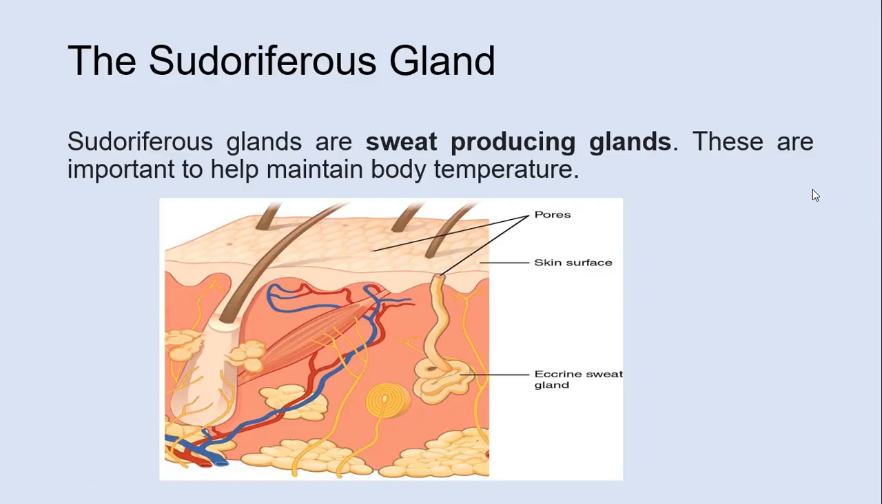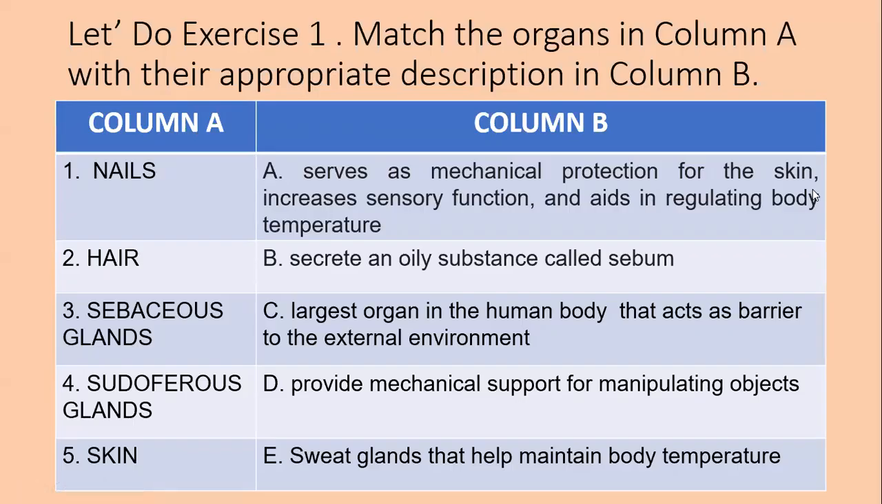Next, we have our exercise. Let's try to do this exercise by matching column A with column B. So we have here in column A: nails, hair, sebaceous glands, sudoriferous glands, and skin. And in column B are the descriptions. I will give you time to read it and to do your activity, to answer it. Be careful when you answer.